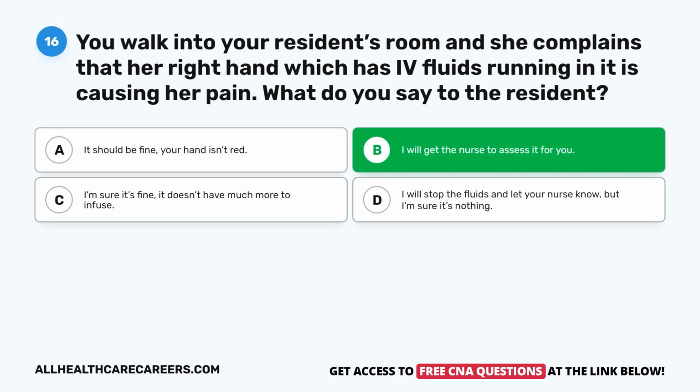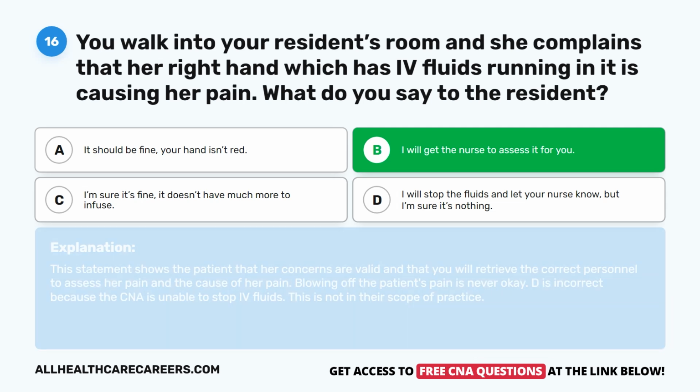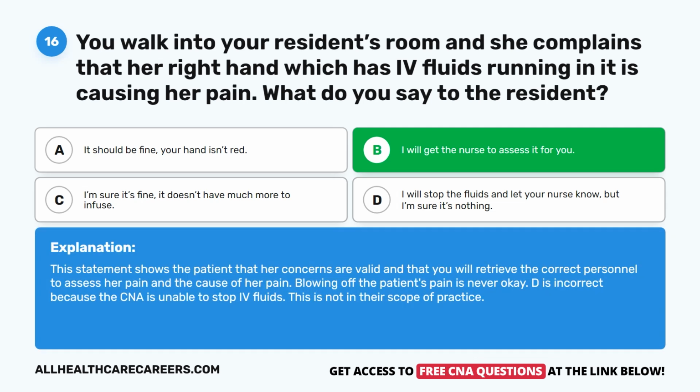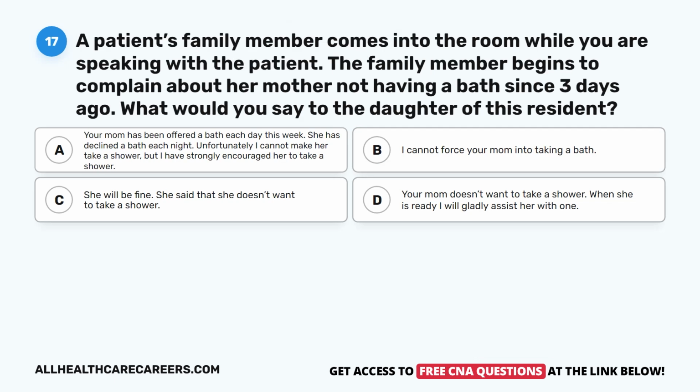The correct answer is B. I will get the nurse to assess it for you. This statement shows the patient that her concerns are valid and that you will retrieve the correct personnel to assess her pain and the cause of her pain. Blowing off the patient's pain is never okay. D is incorrect because the CNA is unable to stop IV fluids. This is not in their scope of practice. Question 17.